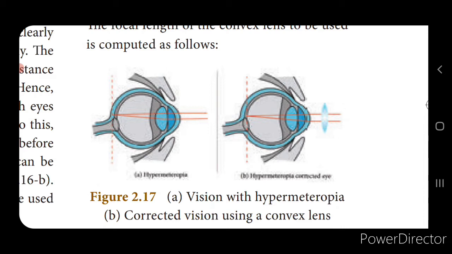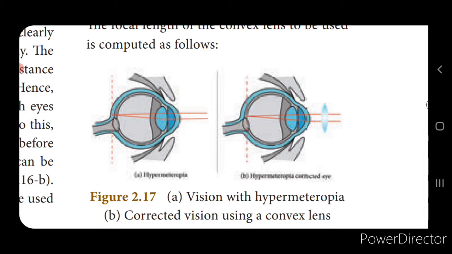Now what is the correction? It can be corrected using the convex lens. Now here in the picture you can see, right? Now what will happen when you use this convex lens? The image will be formed on the retina, right? And the focal length can be calculated using the formula f is equal to small d into capital D divided by small d minus capital D, right?